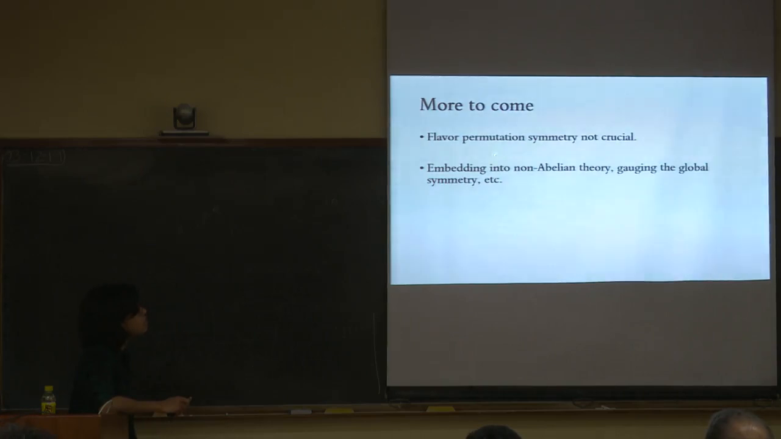So maybe what I'm going to show tomorrow is that the flavor permutation symmetry is not crucial to actually argue for what I argued today. And one thing that would be interesting to do is to gauge the global symmetry that we have. That would regulate the logarithmic divergence of the vortices and would allow me to use a lot of the language that people use for topological order and stuff like that. So I would end it here today.